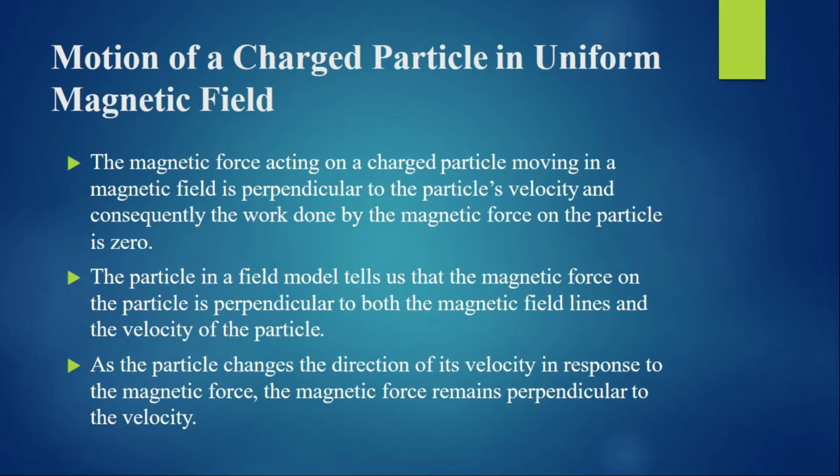The particle in a field model tells us that the magnetic force on the particle is perpendicular to both the magnetic field lines and the velocity of the particle. As the particle changes the direction of its velocity in response to the magnetic force, the force remains perpendicular to the velocity.